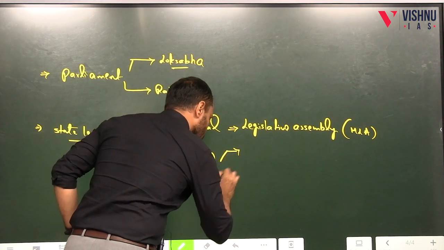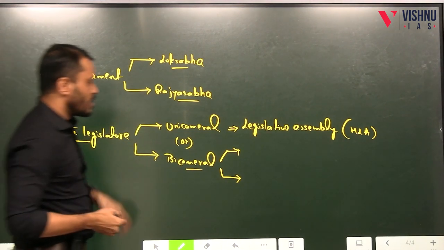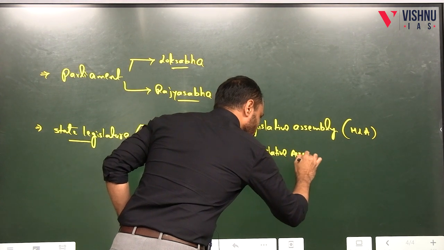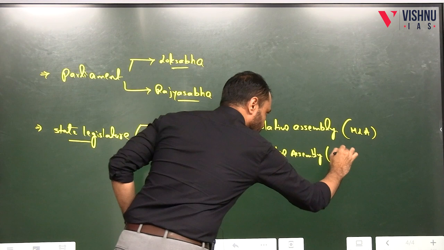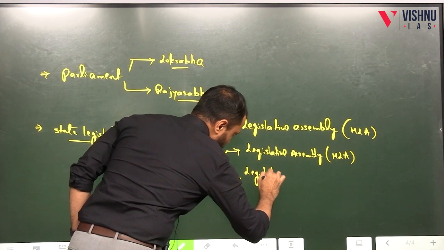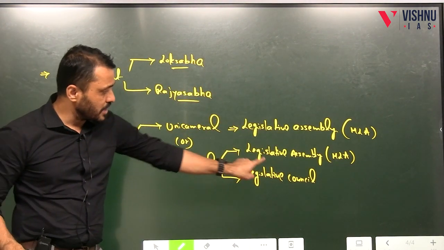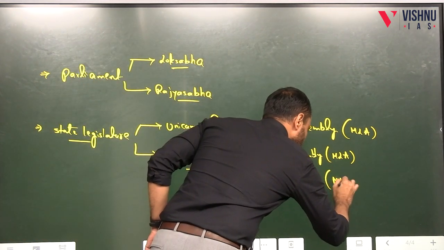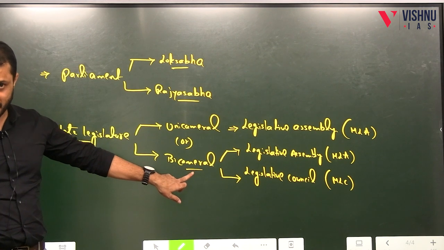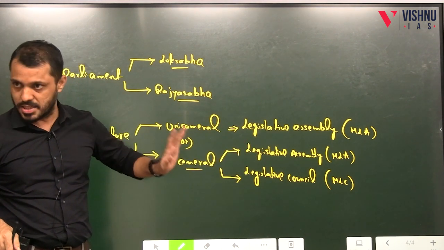Now, bicameral. Bicameral means how many houses? Two houses. One is legislative assembly. Members present in legislative assembly are known as MLA. The other one is the legislative council. Member of legislative council, they are called MLC. In India, a total of 6 states contain bicameral legislatures at the state level. That means only in 6 states you will see the MLC. In the rest of the states, you don't find the MLC.